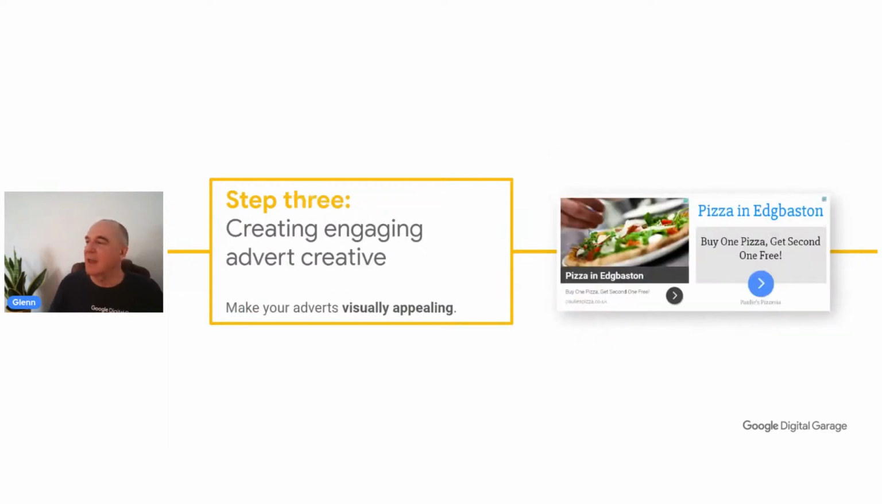Then we want to create that engaging creative. And what have we got immediately? We've got a really good photo. So don't underplay the importance of visuals and good photos. Make sure that they're crisp, that they're clear, and that they look at that great food, good coloring of food there as well. It really stands out. A very, very clear advert, pizza in Edgbaston. Buy one pizza, get the second one free. So we've got our offer there. Again, that's appealing to a lot of people. And you've got a click-through button to take people through to order. So that's a really nicely put together advert.